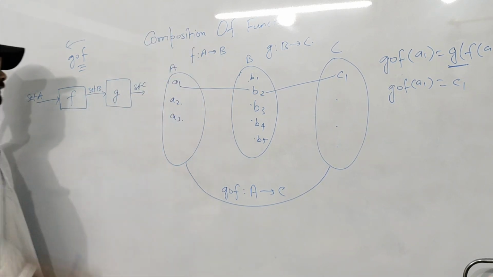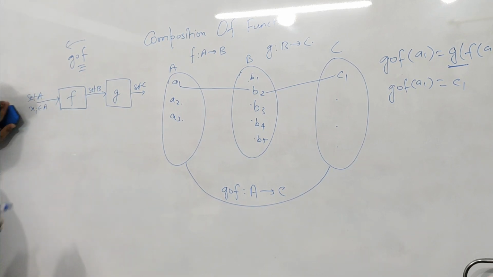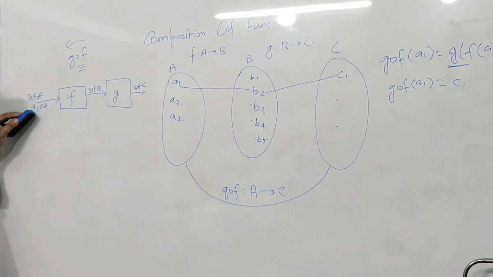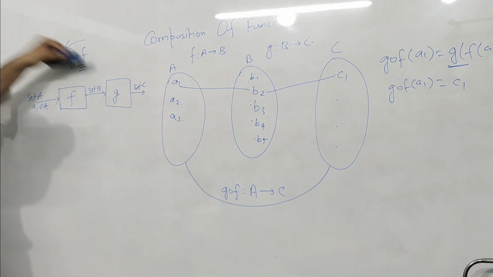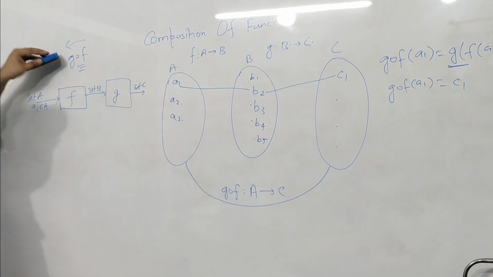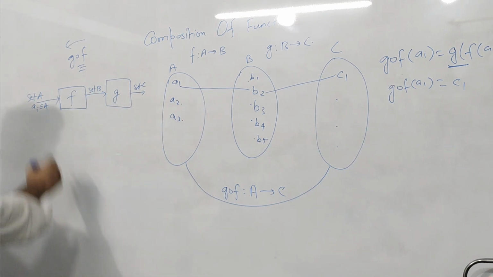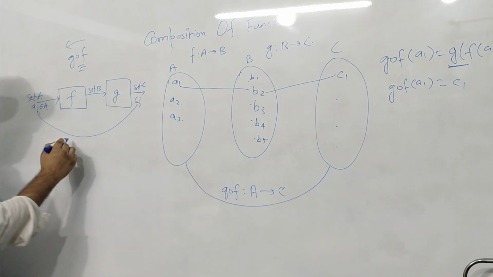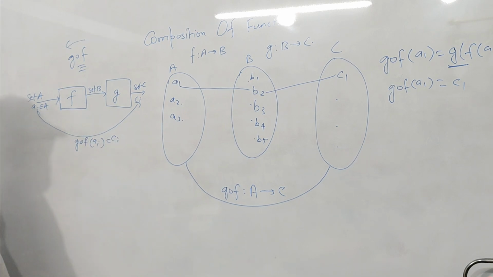So this is the composition of function. From any element ai belonging to A, first you apply f to it, then after you get the image in set B, you apply G to it and you get an element of set C, and this is your mapping for ai. If you get, let's say, ci, then GOF of ai is equal to ci. So this is the composition of function.